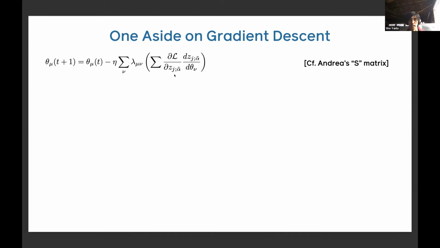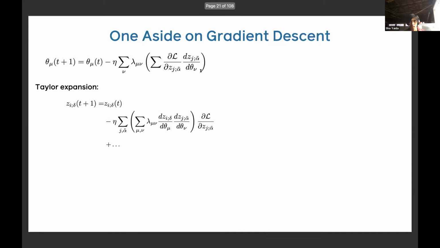And I'm just using the chain rule to break it down into the loss derivative with respect to the output and the output derivative with respect to the model parameters, okay? And this lambda_{mu nu} in principle lets you choose how the gradient on a new parameter affects the theta_mu model parameter update. And I'm gonna specify what I'm gonna do with that in the next slide, okay? And you don't have to follow this slide's algebra, just see it schematically, but since I have the advantage of using PowerPoint, I'm just writing it down.